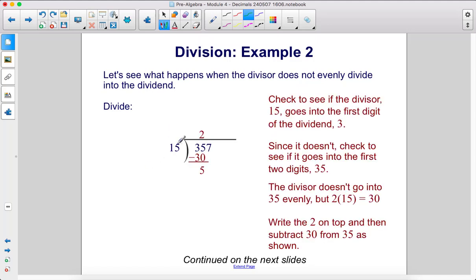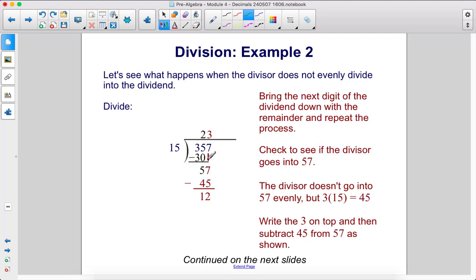First, we see, does 15 go into 3? No, 15 is bigger than 3. So we move on to 35. 15 goes into 35 2 times. 2 times 15 is 30, and then we subtract those and we see we have a remainder of 5. So we go ahead and we bring down the next digit. Now we have 57. 15 goes into 57 3 times. So we take the 3, multiply it by 15, put the result there. 3 times 15 is 45. So we subtract these. 57 minus 45 is 12.